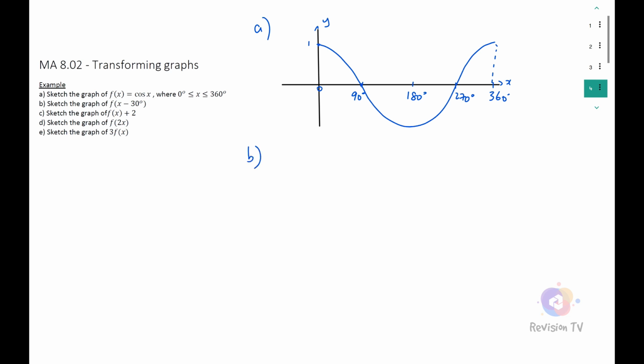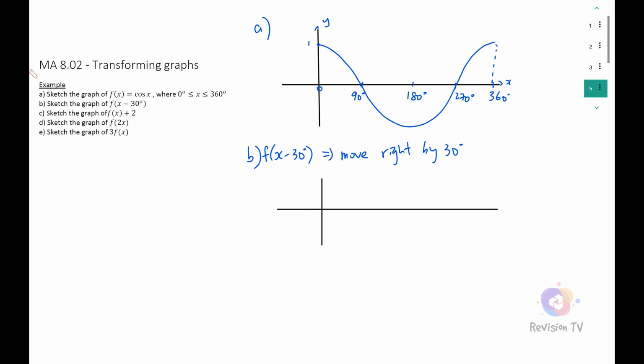Right, part B. Sketch a graph of f of x minus 30 degrees. Inside the bracket, plus and minus means we're moving it. So it's a translation. We're moving the graph to the right because inside the bracket is about x. X is rebellious, we do the opposite. So minus 30 means plus 30, which means move to the positive right by 30 degrees. So all these values that you see in here, we're going to move to the right by 30 degrees.